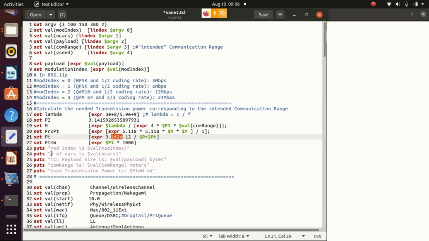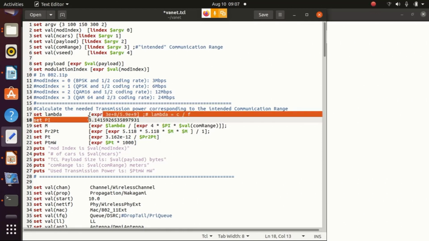Up to here, now PT in milliwatt is just multiplied by this PT variable. PT into 1000, we have converted it into milliwatt. Now one more thing I will make clear to you. This expr in TCL file is a bit of a complicated language. If you want to do any calculation, you have to write this expr. Suppose you write this directly, 3 into 10 to the power 8 divided by 5.9 into 10 to the power 9, then it will show an error. So you have to provide expr as well.